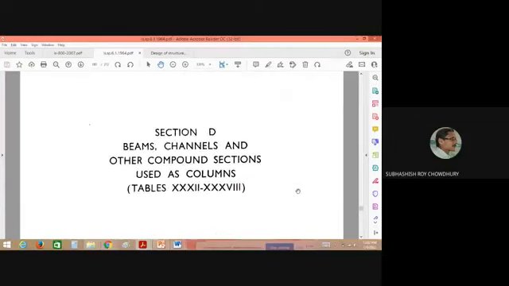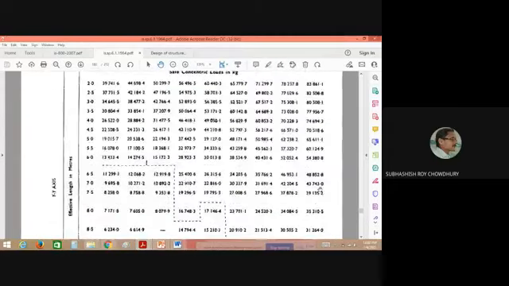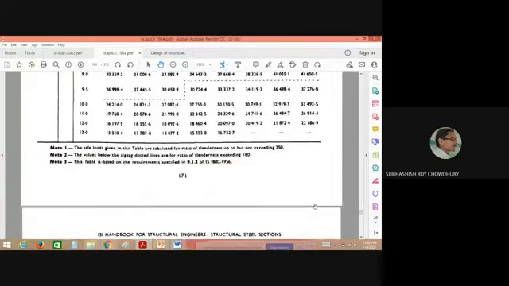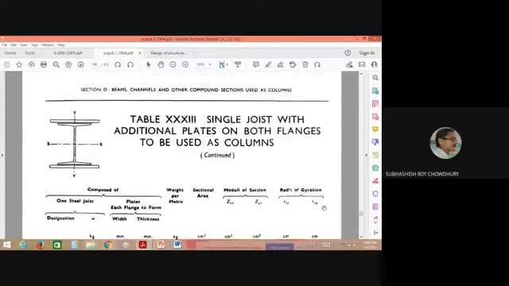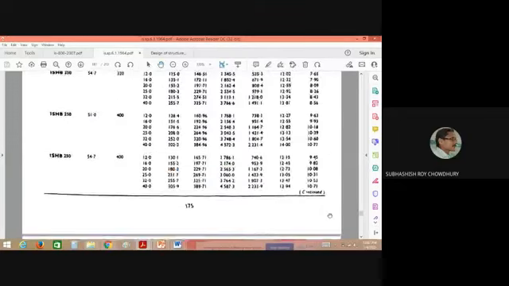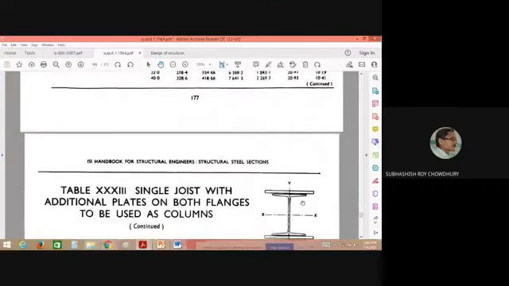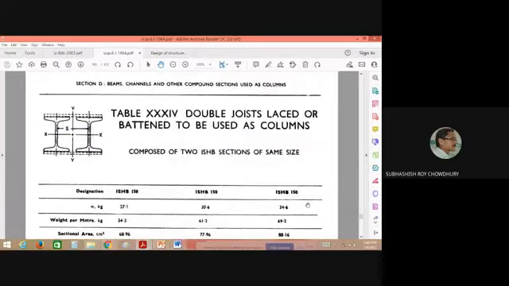So I have given you the basic idea regarding the structural sections, the standard sections that we may use for the purpose of designing the steel structure. I have shown you that from the handbook SP6. You have at least got the idea of the possible cross-sectional shapes of beams and columns.